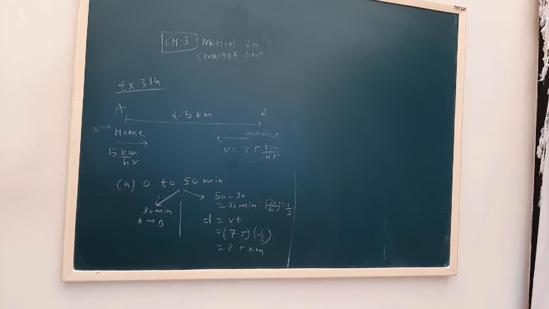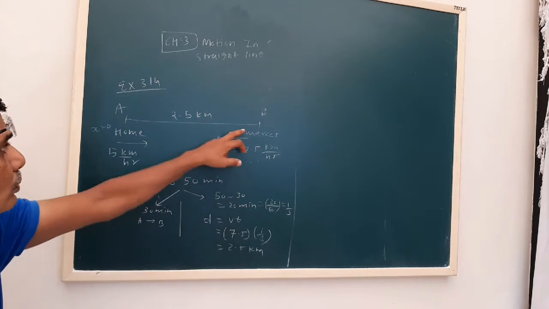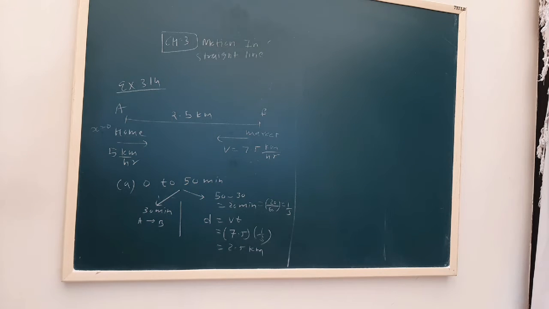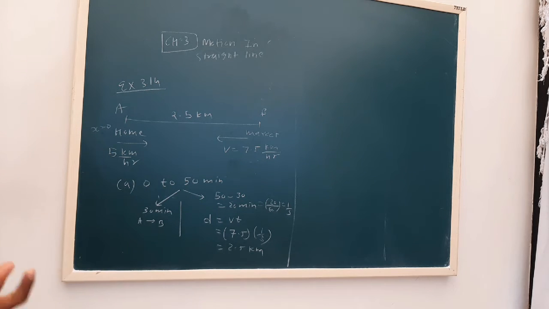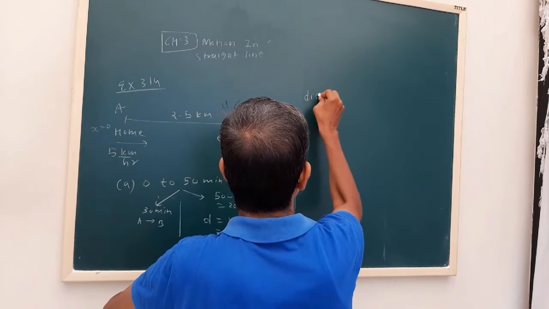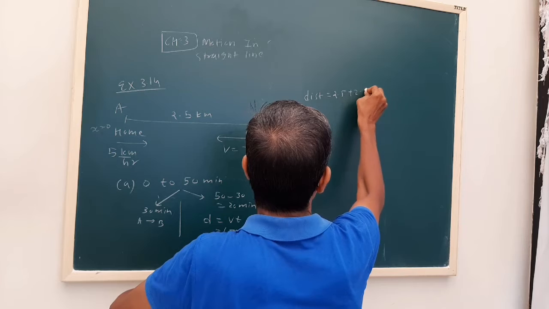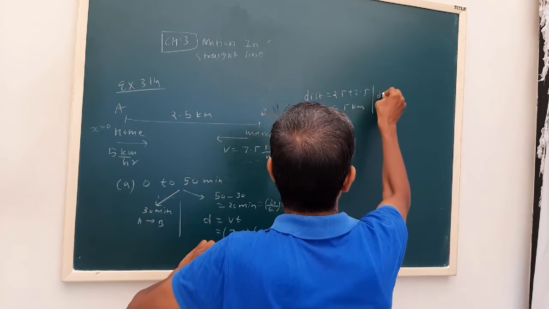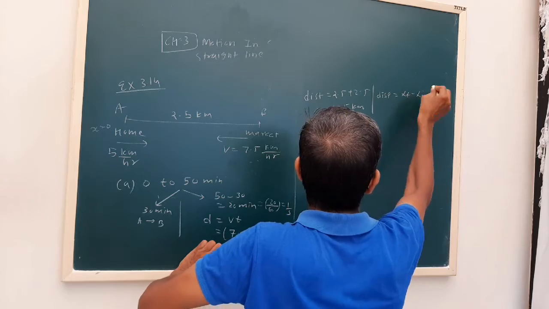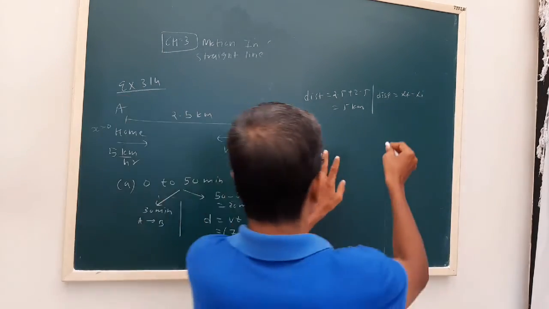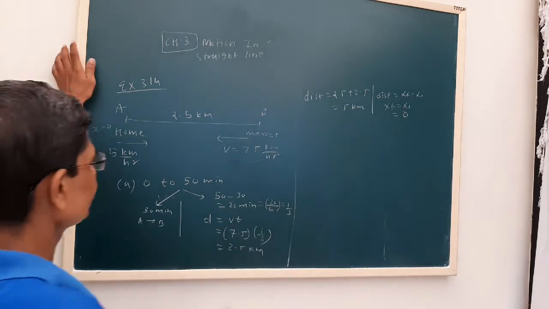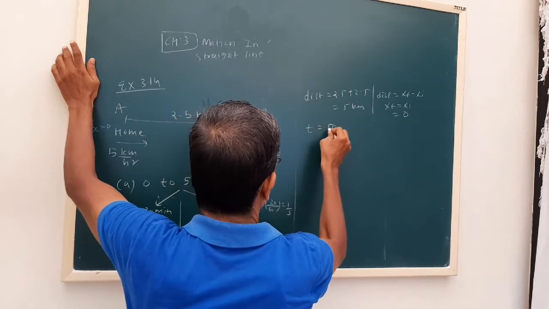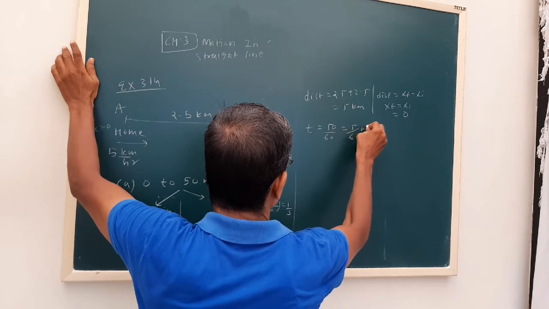Now 2.5 is the given distance. So what does this suggest? It has come back to A only. So in that case, displacement will be 0. Here, distance covered is 2.5 plus 2.5, that is 5 km. It comes back to A in 50 minutes, so xf is equal to xi. Displacement is 0. Now time is 50 minutes, that is 5 by 6 hours.